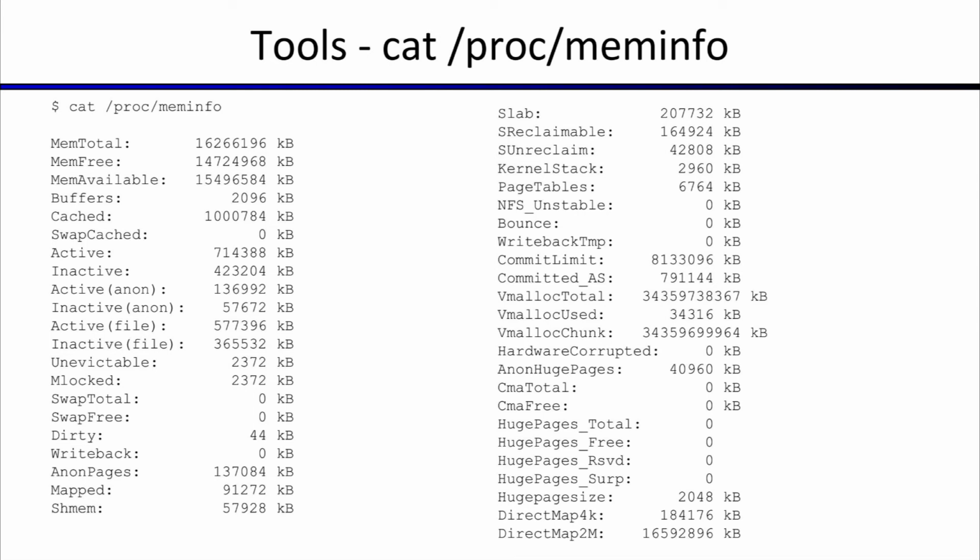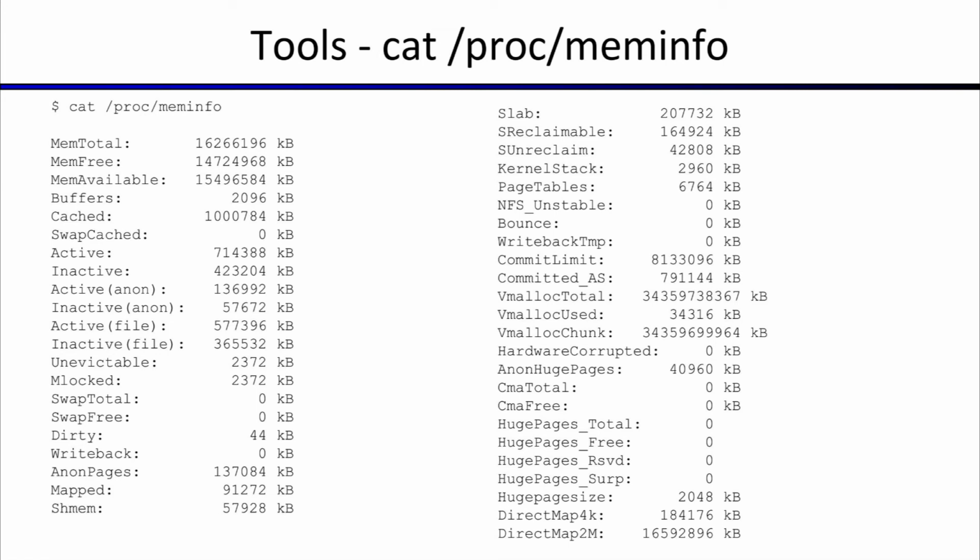Then we have unevictable. In this case, the unevictable and the M-locked are the same. This is just page process memory that cannot be moved out because we have M-locked it, memory locked it to physical memory. Then swap total is the total amount of swap space available. In my case, I have 0 available, so obviously there is no swapping going to happen because it is disabled.